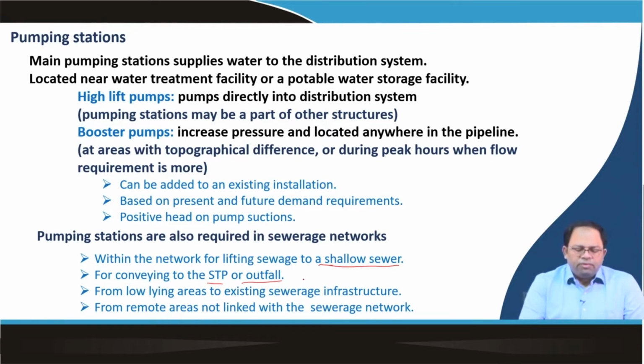In that case, particularly for conveying to the STP or outfall, we use these lifting stations for low-lying areas to existing sewerage infrastructure. Similar to water supply networks, where we have to lift the water up in case there is a mound or an elevated area, if there is a low-lying area and we want to lift the sewage from this area to the main lifting station, and then to the main sewerage network, we also need a pumping station which will actually lift the sewage.